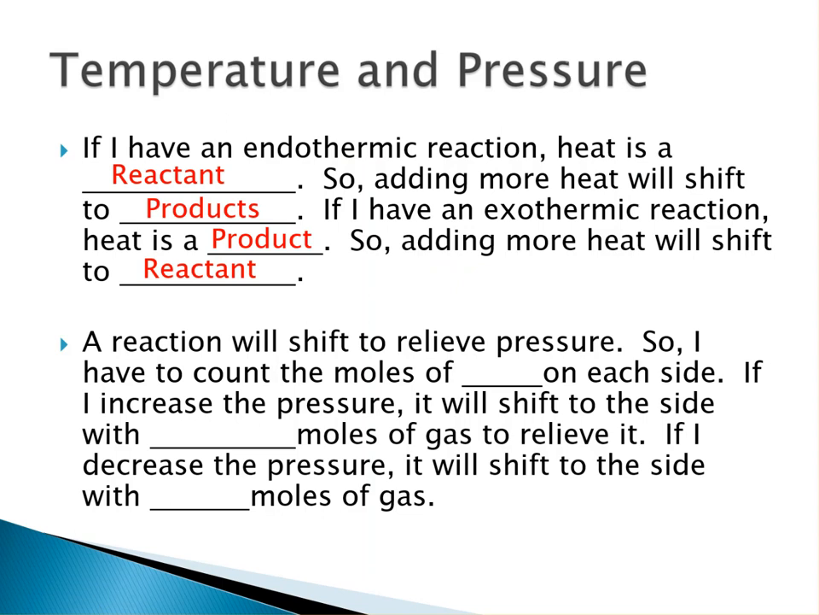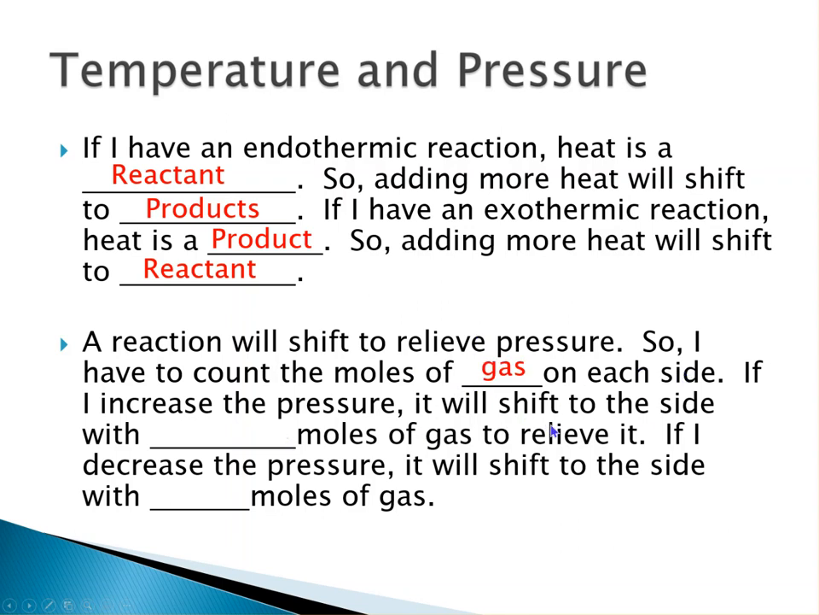Now, with pressure, this only works with a system of gases. But if you have a system of gases and you squeeze those gases, increase their pressure, the pressure will relieve itself. So pressure always flows from high to low when it's squeezed, and so low to high when it's unsqueezed. So what you have to do is look at the equation, add up all the coefficients on each side for the things that are gases. Whichever side has a greater total amount of gas will be the, quote, high pressure side. So you have to count the moles of gas on each side.